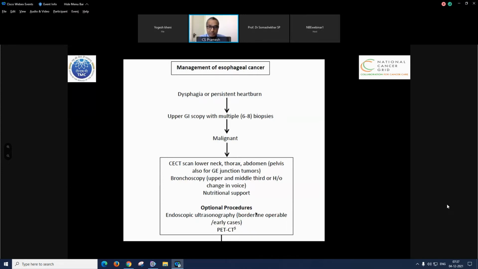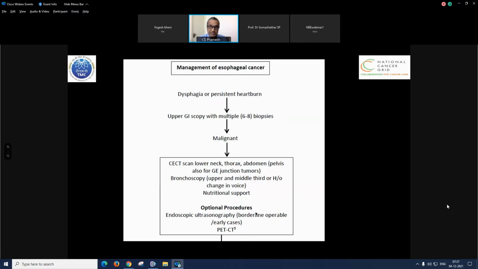I've added some which I've put in as optional procedures. The first of which is endoscopic ultrasonography. It is clearly useful in those who are borderline operable after neoadjuvant treatment, or in patients which are early cases where you would potentially consider these patients for upfront surgery rather than neoadjuvant treatment.